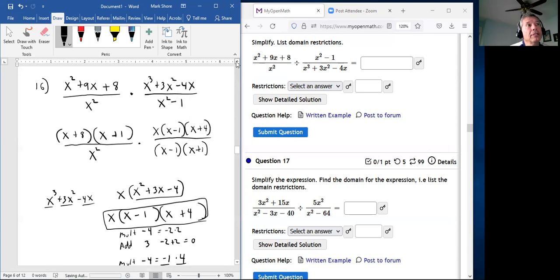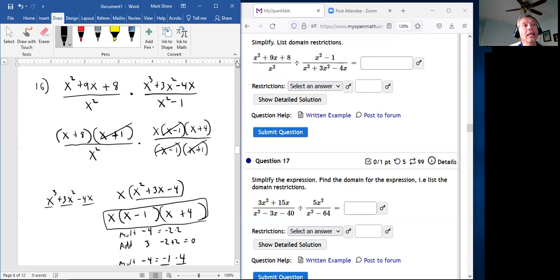So what you do is now you can cancel things out. Anything on the top which is in the bottom, you can cancel it out. So I'm seeing here's an x plus 1 in that one. And then here's an x minus 1. I can cancel that out with this. There's one more thing you can cancel out.